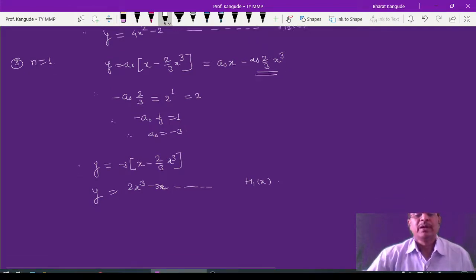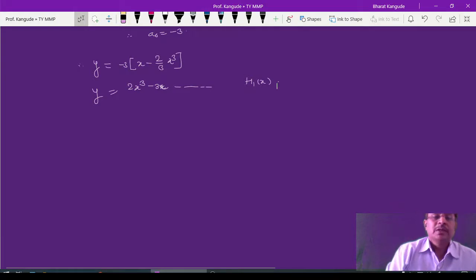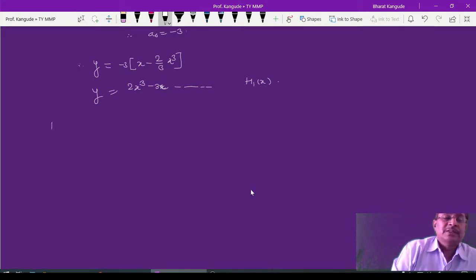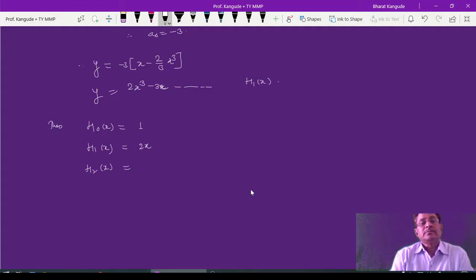So remember, that's how we have written all these three. Thus, we will just summarize this table. Now this is H0(x), then this is H1(x), this is H2(x). If I write all these three polynomials, this will be simply 1. This is 2x. We have missed this. We have not calculated this correctly. Actually, it comes to be 2x, not 2x cube minus 3x. So how it is coming, that we have to check.